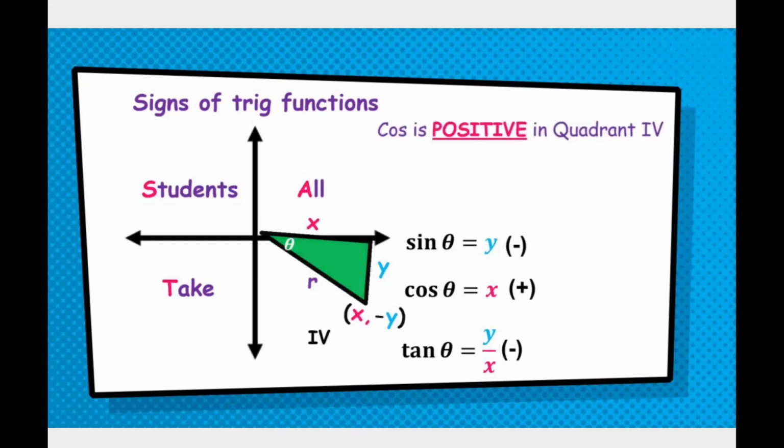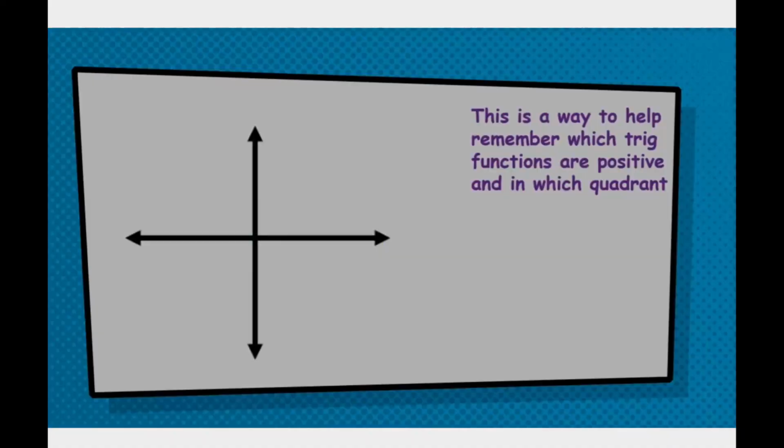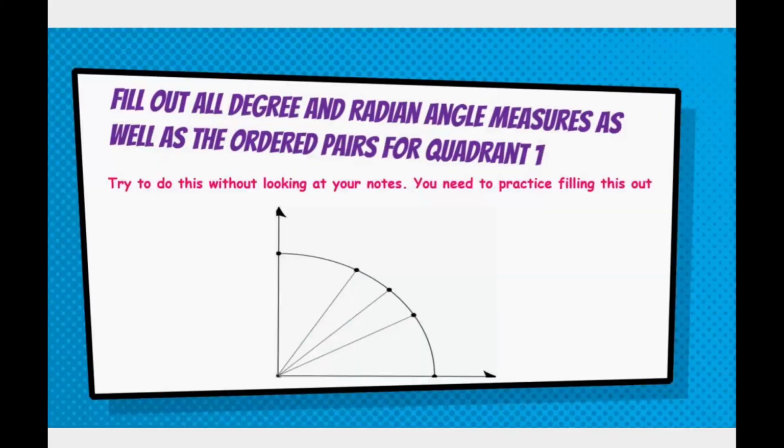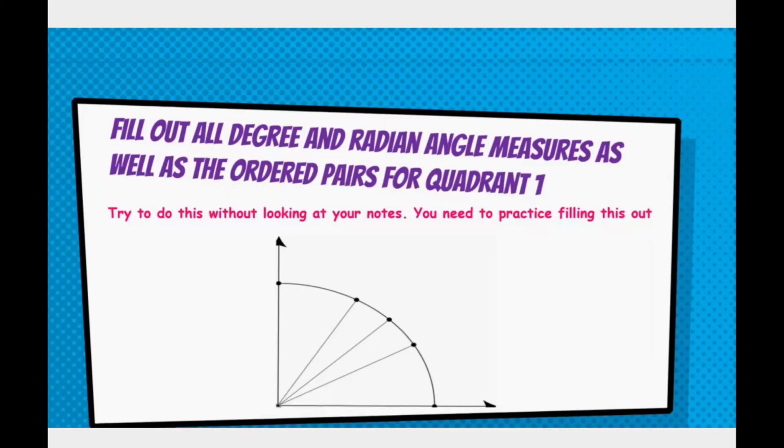So if it's positive, we're going to help remember this by saying calculus. So all students take calculus, or ASTC, however you want to think about that. So I would do this in addition to quadrant 1 on your test, just to help you figure out what it is we're doing. All right, so if we're sitting in class, I would have you fill this out real quick and see if you can do that, get practice at filling out quadrant 1.